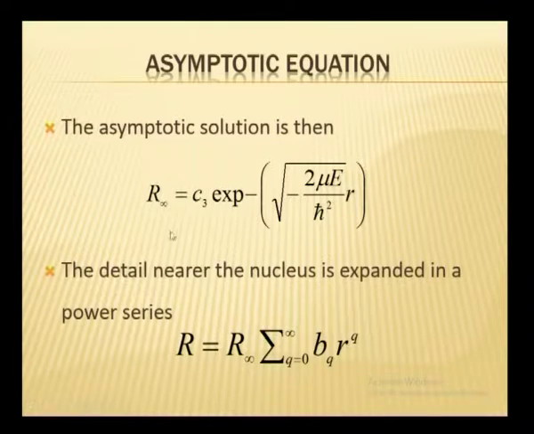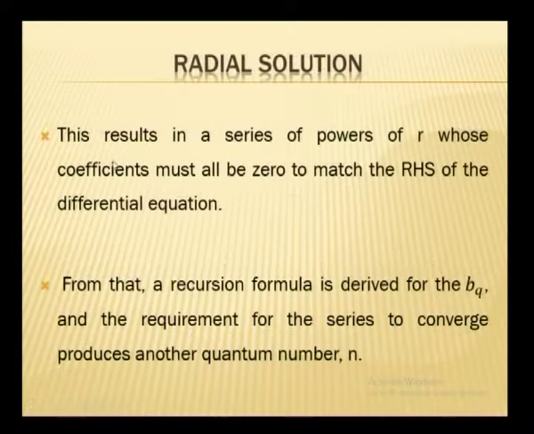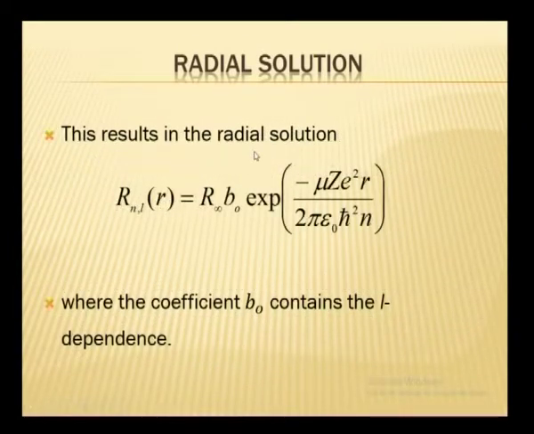The asymptotic solution, for r tending to infinity, is equal to C3 times the exponential of minus the square root of minus 2 mu E by h bar squared, times r. The detail nearer the nucleus is expanded in a power series of this form, and this results in a series of powers of r whose coefficients must all be 0 to match the right hand side of the differential equation. From that, a recursion formula is derived for the B coefficients, and the requirement for the series to converge produces another quantum number n. This results in the radial solution of the Schrodinger equation.